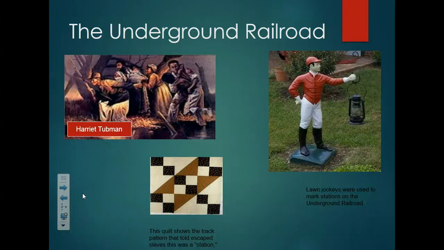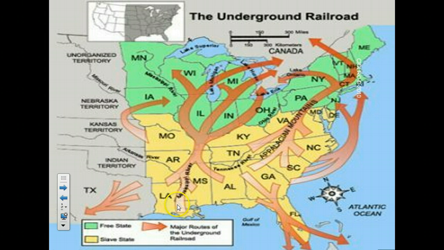Also quilts showing the track pattern told people that that was a safe place. They would have quilts hanging up on the clothesline, so that people would know that they could stop there and it was a safe place. These are routes that people took. Most of the time, they had to go all the way up to Canada because of the fugitive slave laws. The fugitive slave law said that any slave that was captured in the North had to be returned to the South. Sometimes people did it, sometimes people did not. Fugitive, of course, is somebody who is running away from the law.